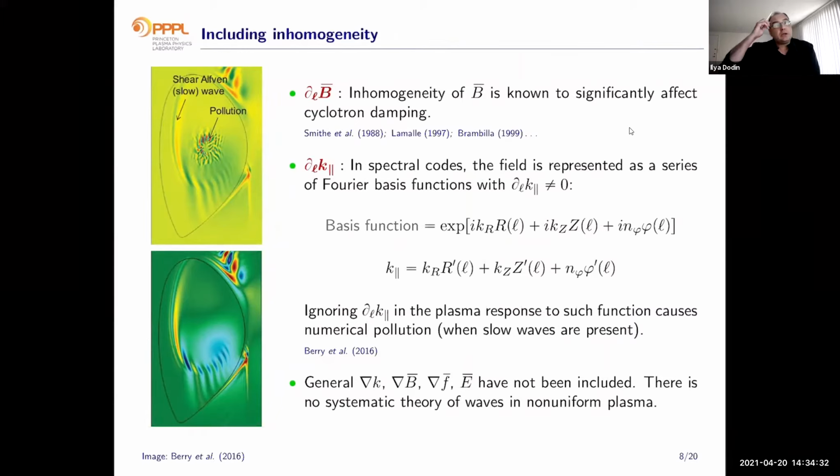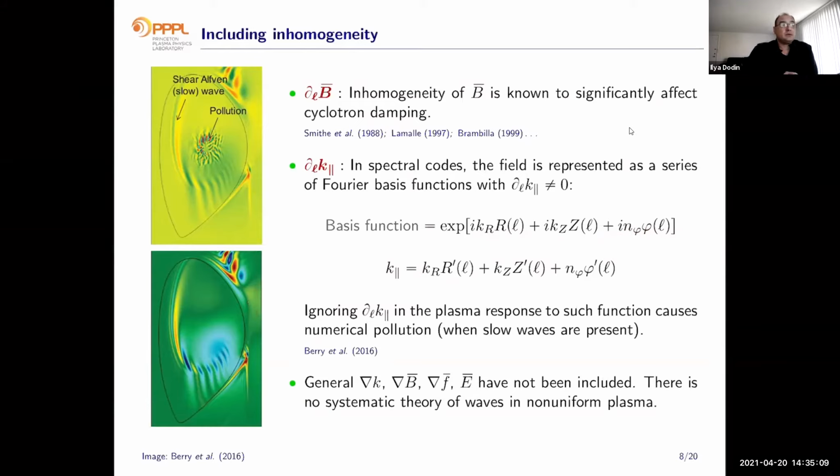Well, often these codes use spectral decomposition of the field. So really, what you're interested in is to calculate a response of a plasma to a basis function, and the basis function is a Fourier mode. These are just cylindrical coordinates that are convenient to use, and they depend on the coordinate L along the magnetic field. So the parallel wave number that you infer from here is simply the gradient of the phase, and so it is by no means a constant. If you take that into account, this is the picture that you get.